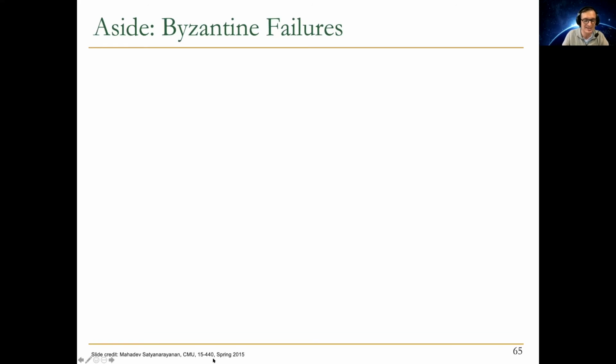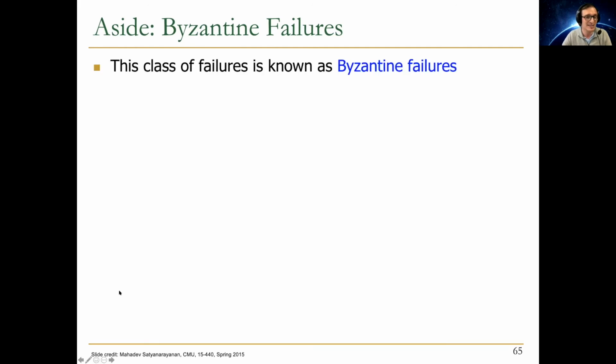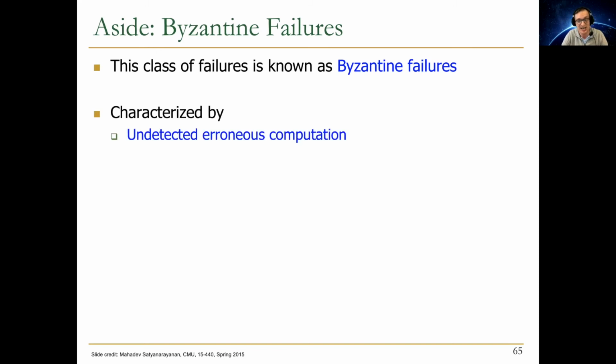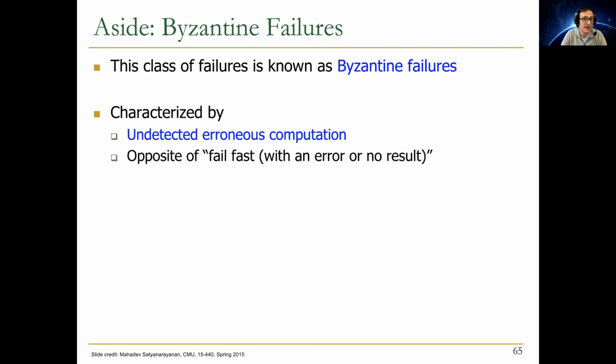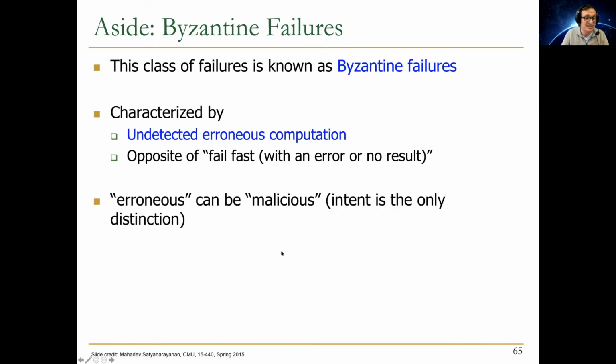Maybe some of you have taken a distributed systems course, or you're going to take one. But this class of failures is known as Byzantine failures. And Byzantine failures are characterized by undetected errors, essentially. It's the opposite of a really good principled way of designing dependable systems: fail fast. If you have a failure, you either fail with an error, don't continue, or don't give any results. This is a really great principle for designing dependable computing architectures. But RowHammer violates this, right.